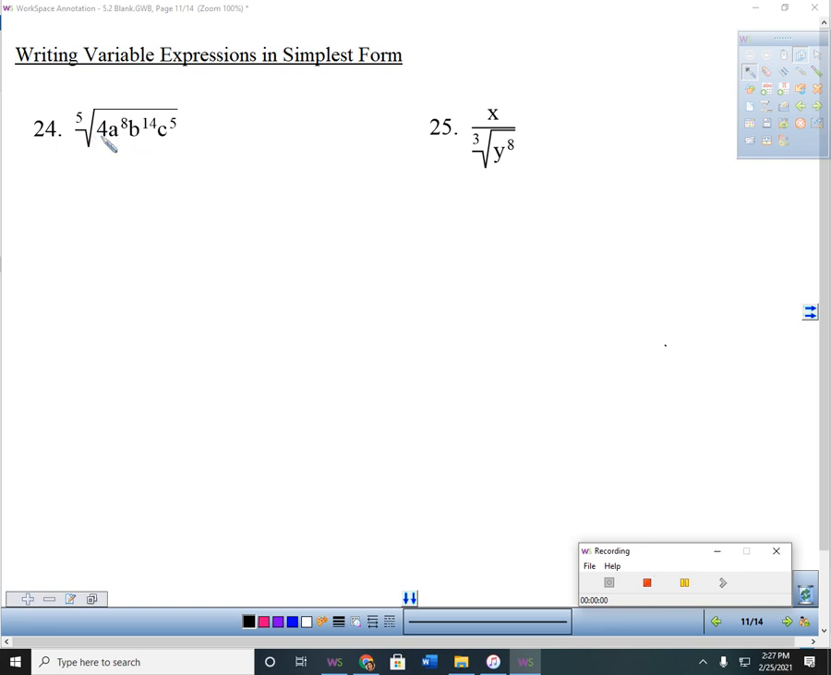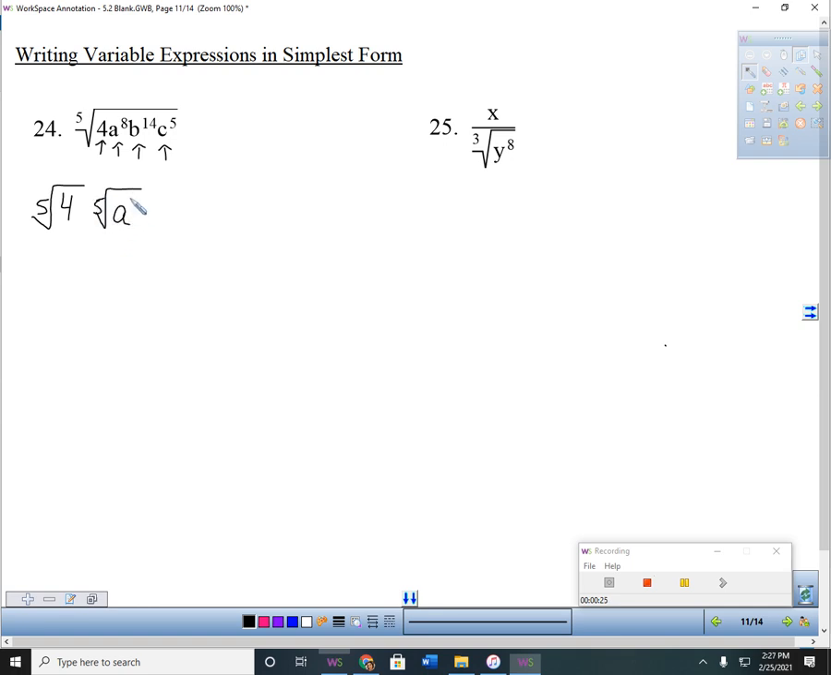So if you look underneath this root right here, you've got your 4, your a to the 8th, your b to the 14th, and your c to the 5th. And you are taking the 5th root of all of those. So instead of trying to focus on all of them at one time, I think it's easier if you split it up and do the 5th root of each one.